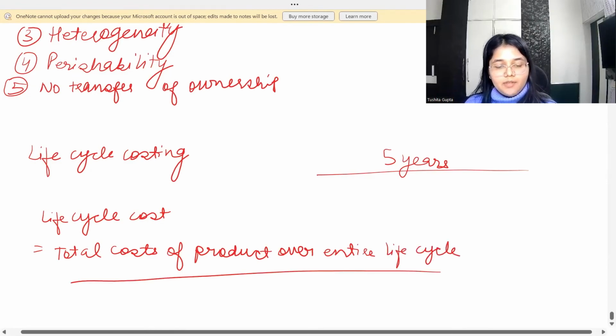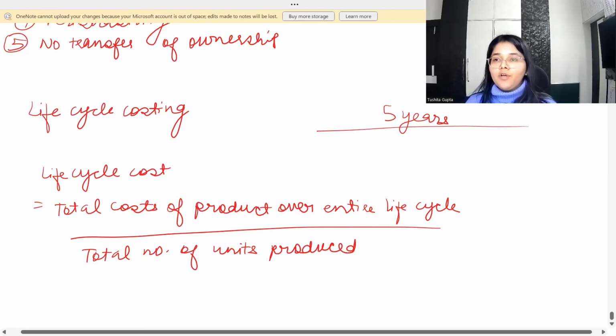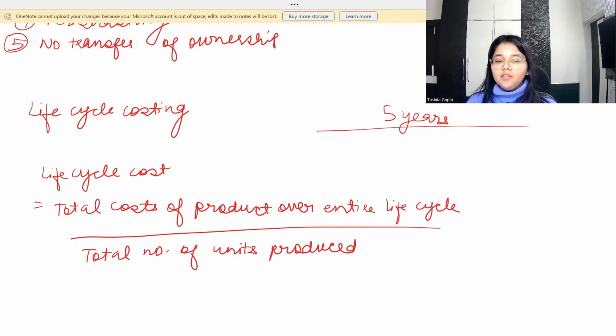So for example, in which we have assumed 5 years. So all of the costs that have been incurred in 5 years, divide that by the total number of units produced of that product. So this is how you're going to find out the life cycle cost.